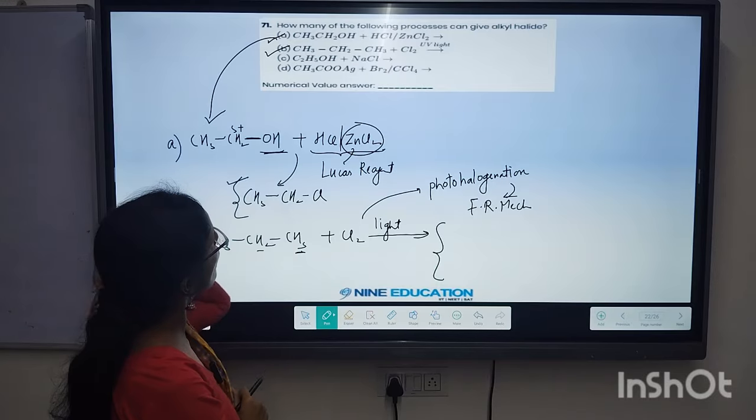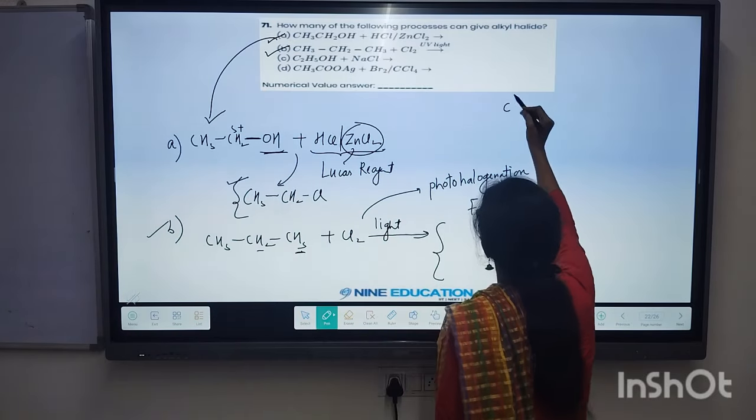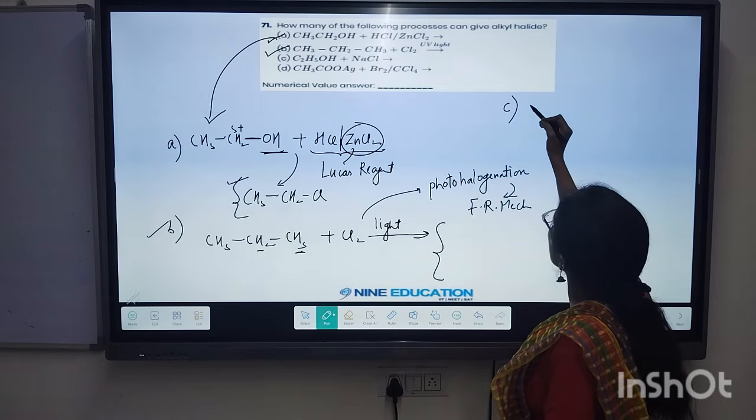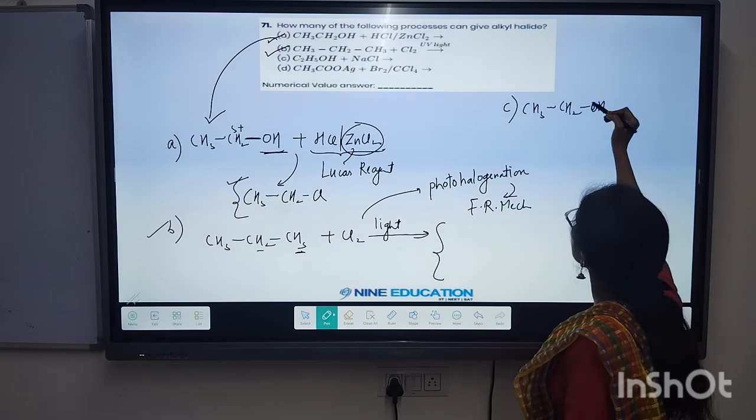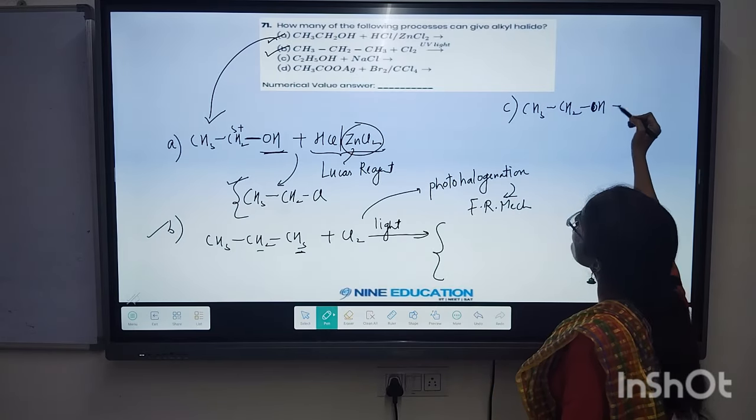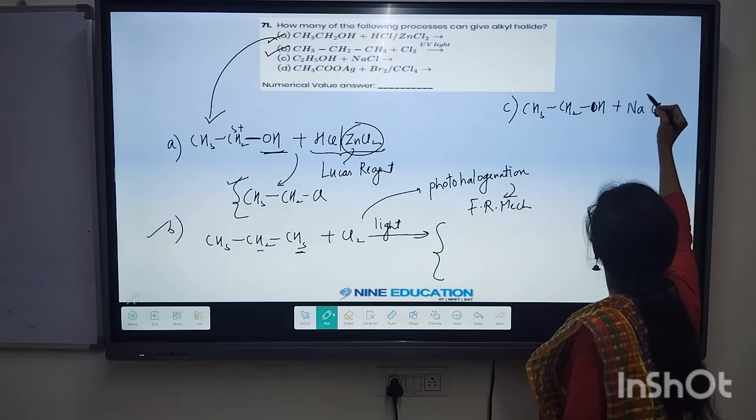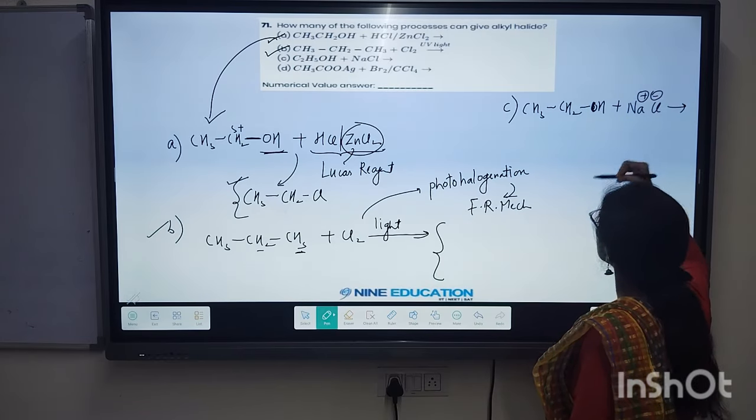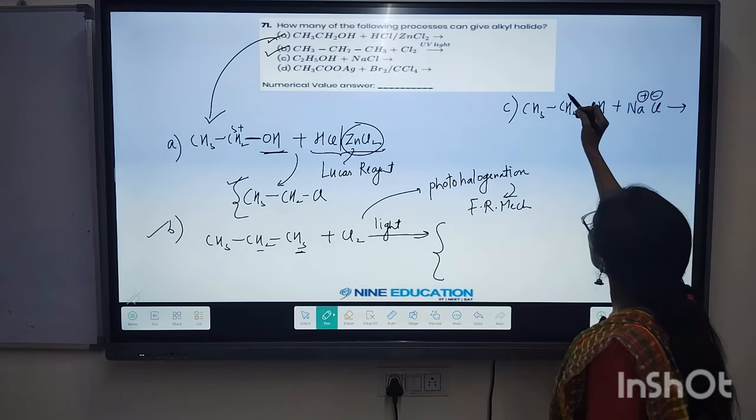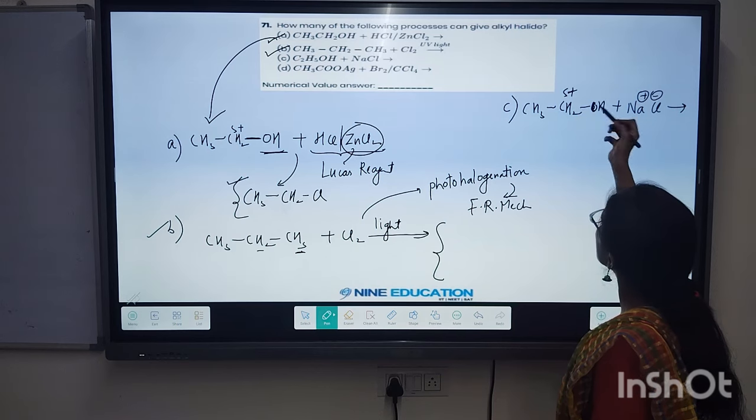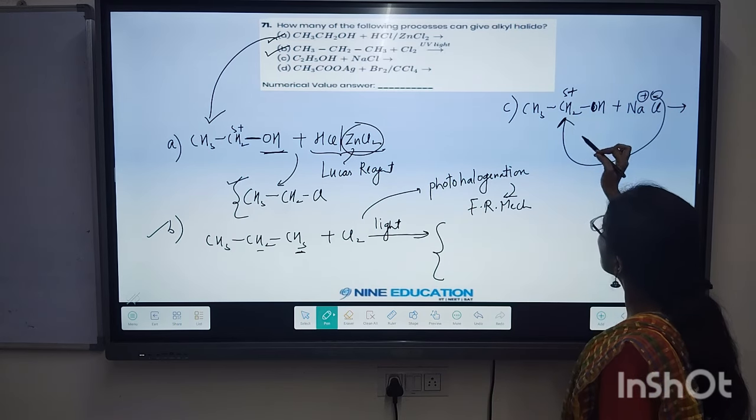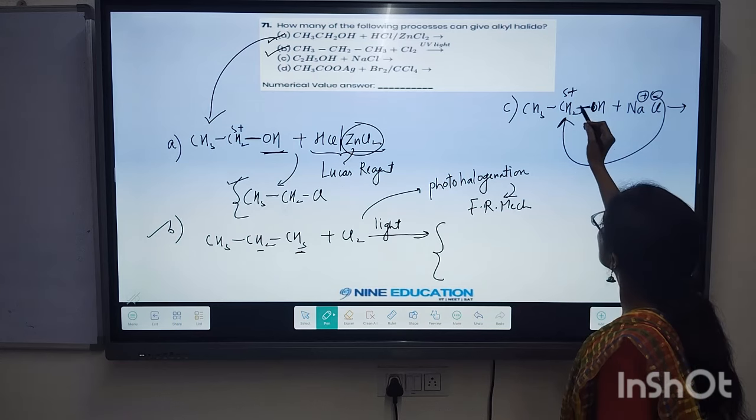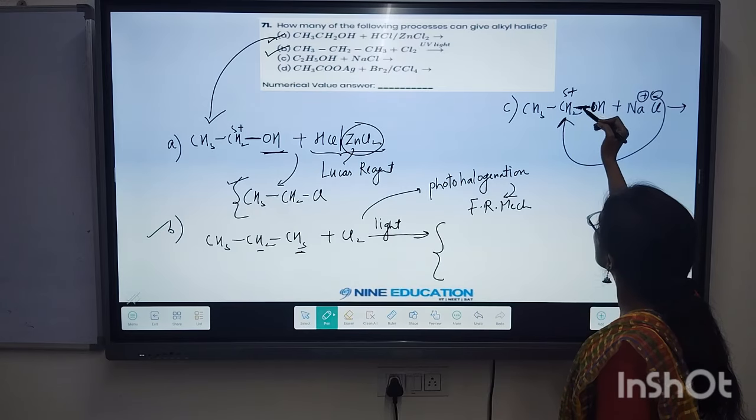Coming to the C option, in the C option we are having CH3CH2OH reacting with NaCl. NaCl means Na positive, Cl minus. Now although we understand we are having a carbon delta positive connected to OH and Cl negative, it can come and attack as a nucleophile. But now if you look at the leaving group here, what is the leaving group?